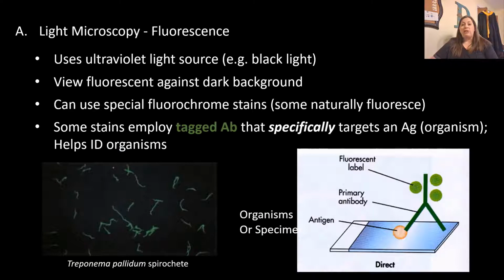Another kind of light microscope is called a fluorescence light microscope, and this uses an ultraviolet light source like a black light, and they're going to view fluorescence against a dark background.